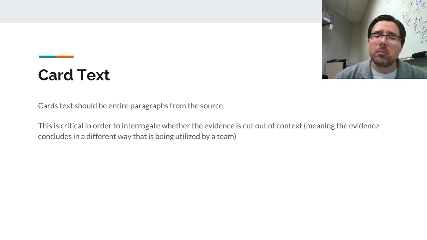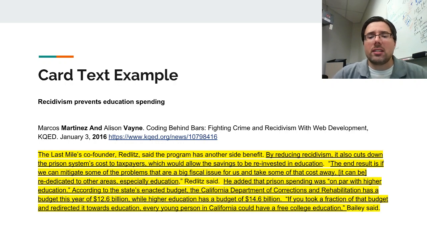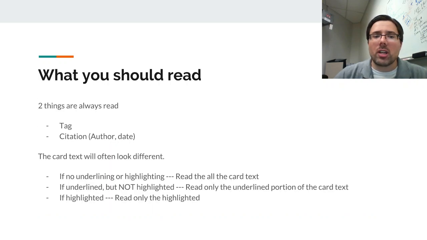This is important for debates because it allows other debaters to make sure that this evidence isn't cut out of context, which really just means that the evidence doesn't conclude the opposite way that you're saying it does inside of a debate. It allows people to make sure that evidence is being used as the author intended for the most part. For example, you can see that entire highlighted part in yellow is the card text. But, and this is important, that doesn't mean you would read the entirety of that text in a debate round, which is what we're going to talk about next.